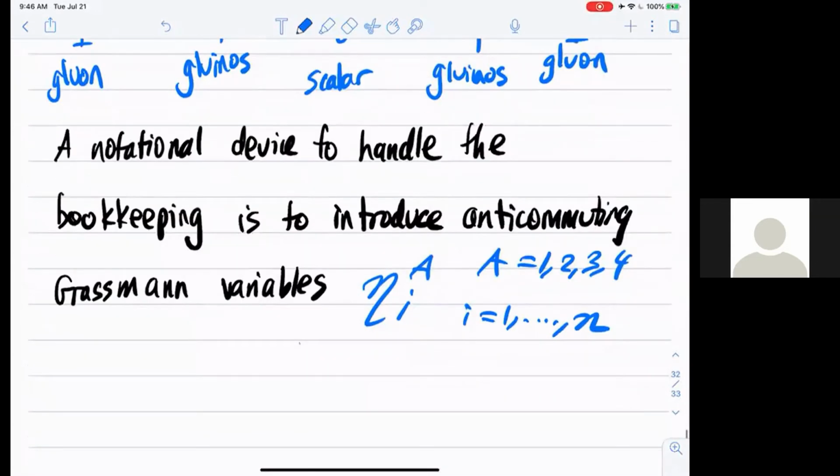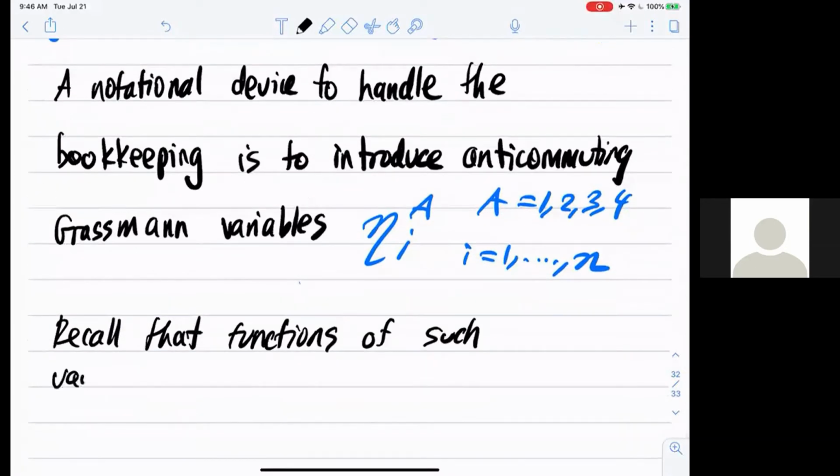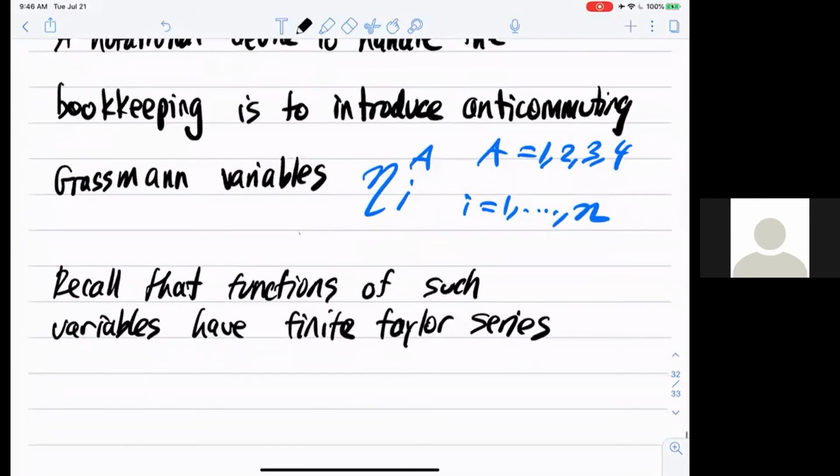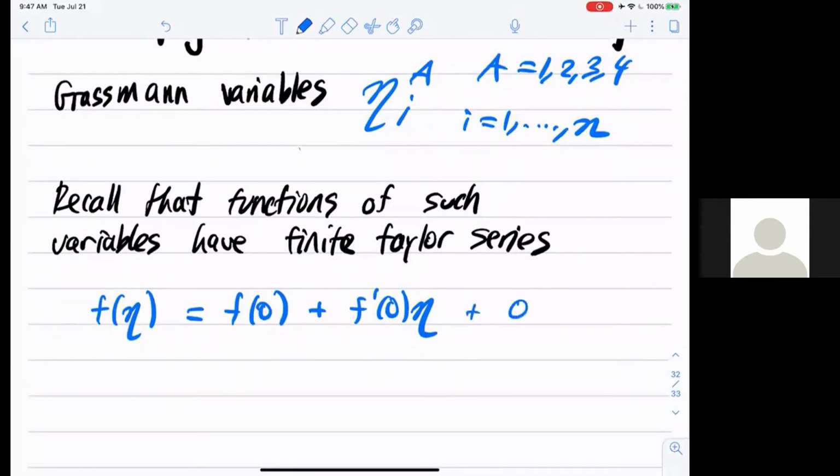Recall that functions of a Grassmann variable terminate. Functions of such variables have a finite Taylor series. For example, if you just have a single Grassmann variable and you do its Taylor series expansion, it would only have two terms. The next term is zero because eta squared is zero.